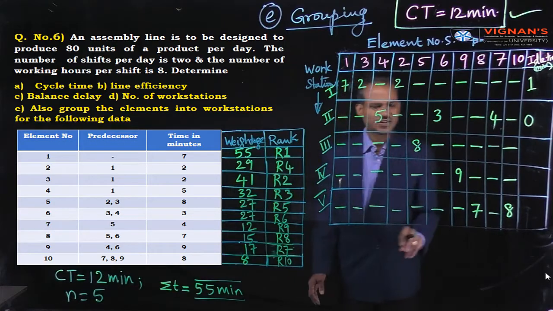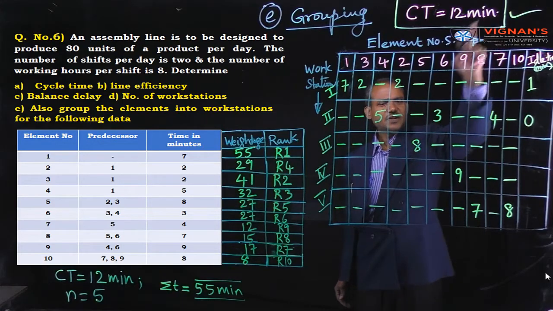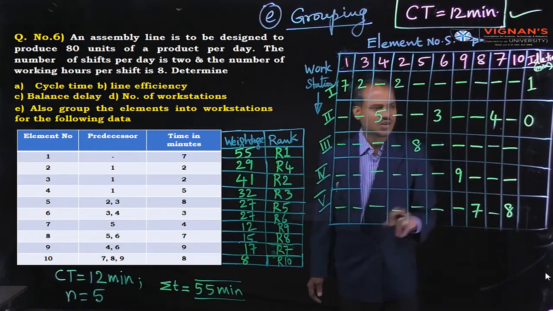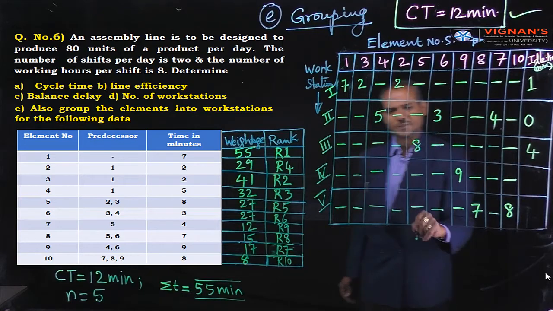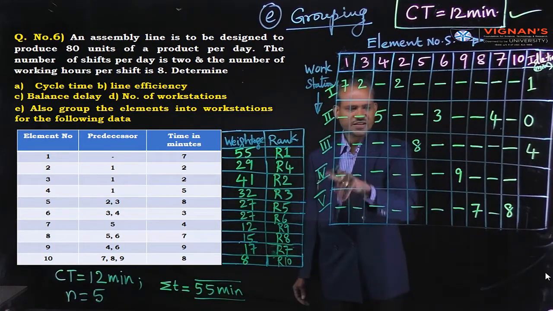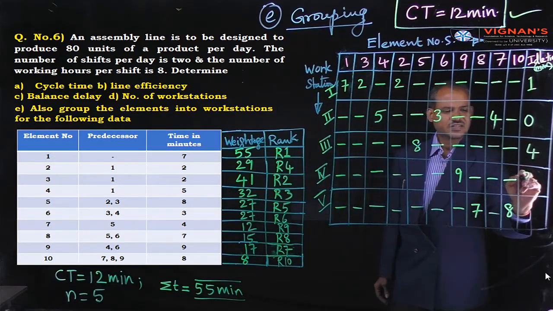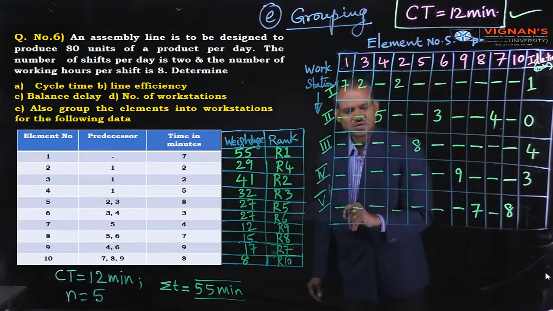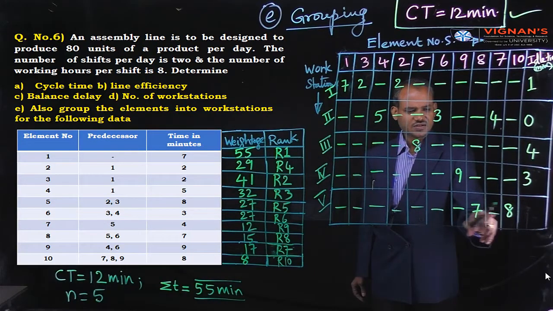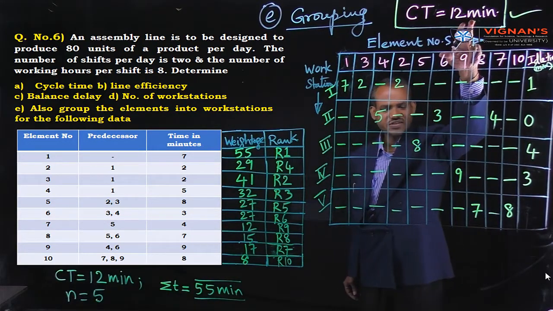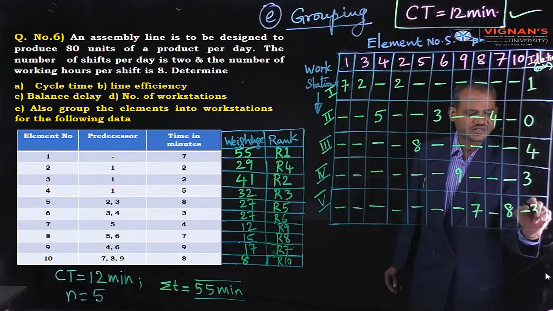Next, move to workstation number 3. It's only one value, 8. Subtract this 8 from CT, that means 12. How much? It's a positive value. It is 4 minutes idle time at workstation number 3. Similarly, workstation number 4, 12 minus 9. It's 3 minutes. Next, the last workstation, number 5. 7 plus 8, 15. This should be subtracted from CT, that means 12. 12 minus 15, how much? It's a minus value, minus 3. Okay now?